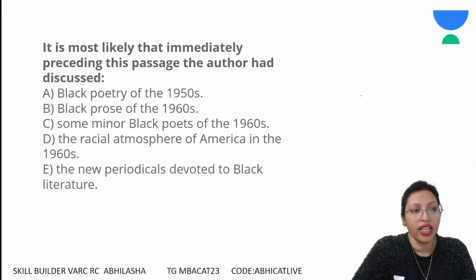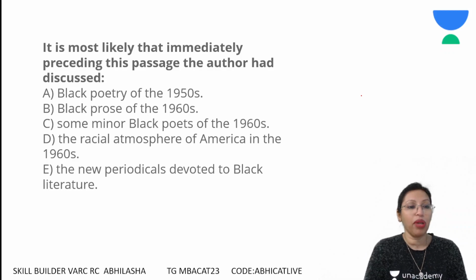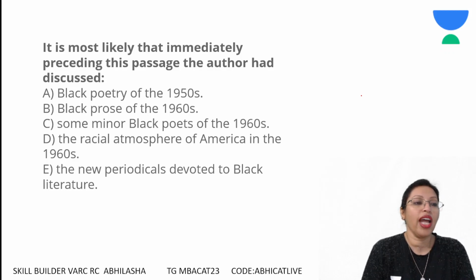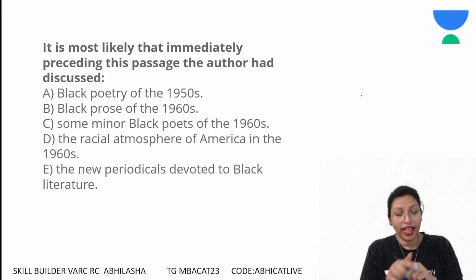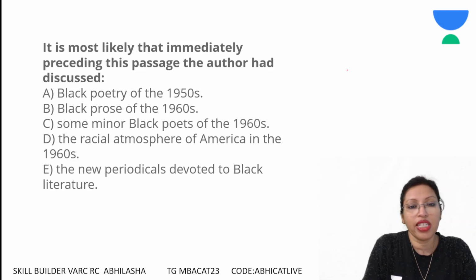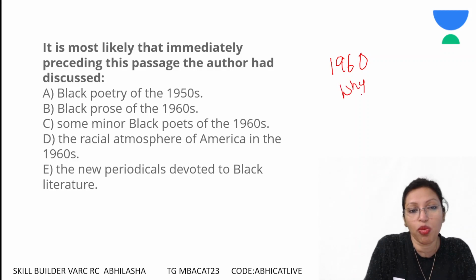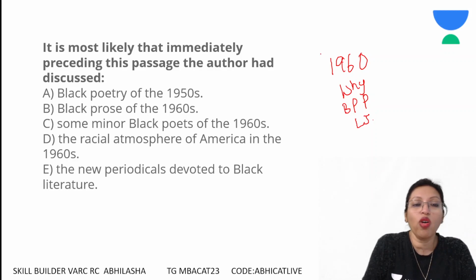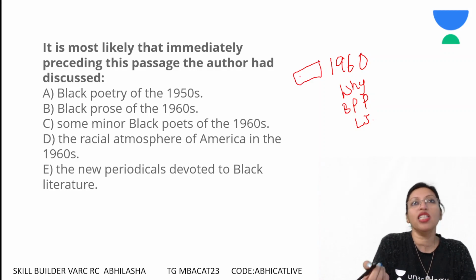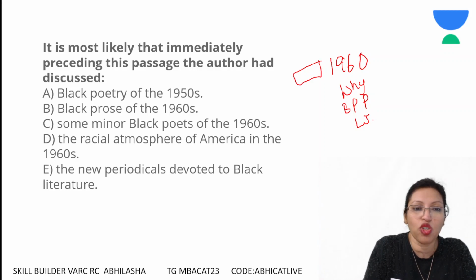Alright, let's look at the next one. It is most likely that immediately preceding this paragraph, the author had discussed. Now, let's understand. What have we talked about? We started off by saying that in comparison to the 50s, the 1960s had lots of poetry. And then we said why the 1960s had so much poetry. Then we talked about the Broadside Press poets. And then we talked about Leroy Jones, right? So now, because I have read this first paragraph which said that in comparison to the 1950s, the 60s had much more poetry.